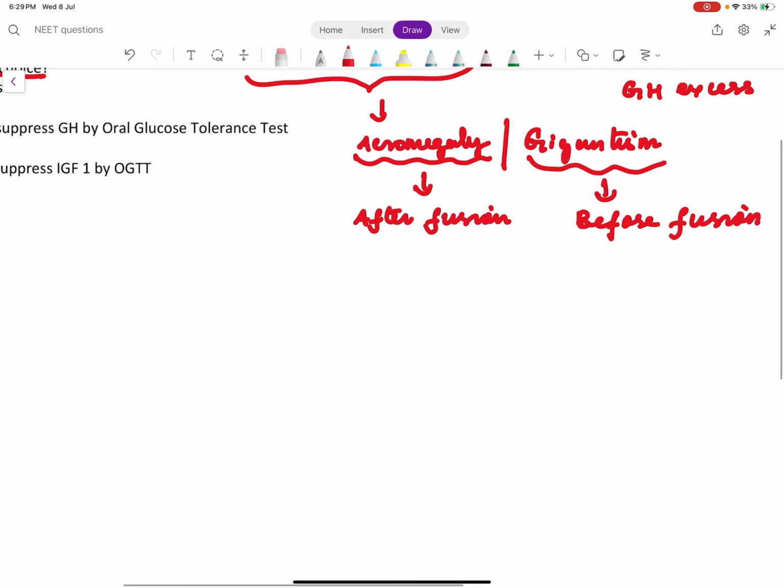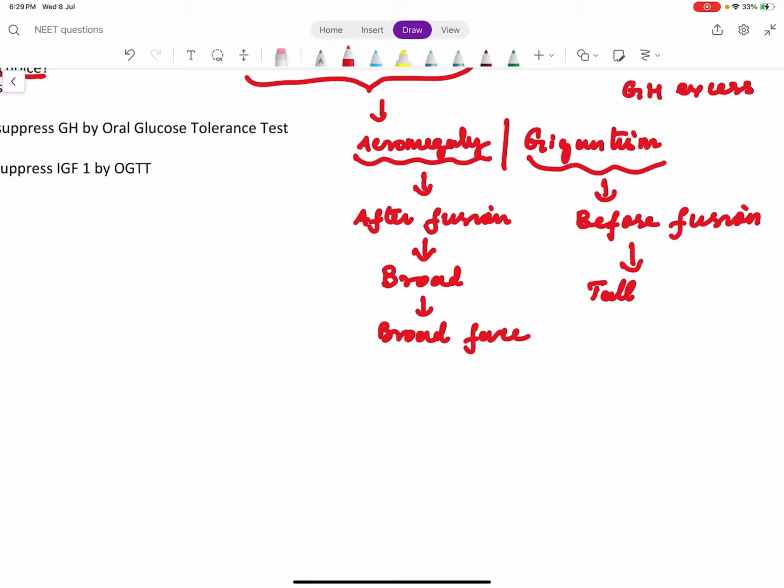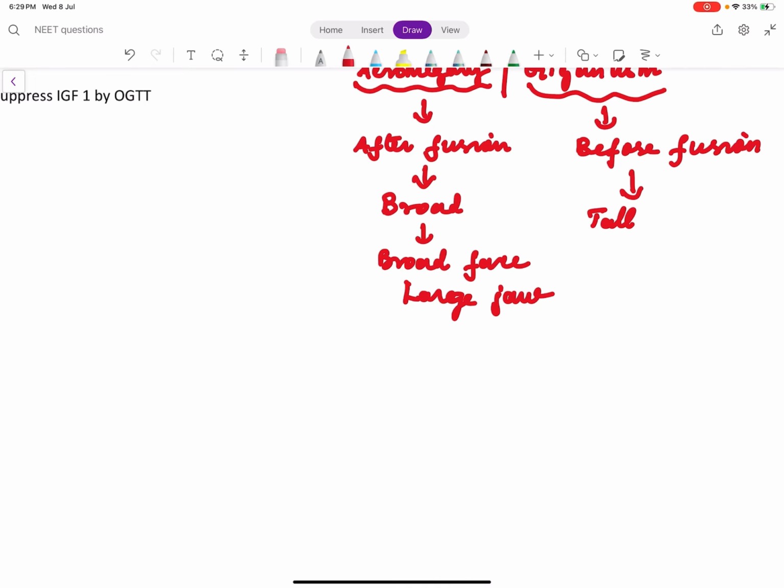So since in gigantism the growth hormone excess occurs before fusion of the bones, they'll be very tall. Whereas in acromegaly, since the growth hormone excess occurs after fusion of the bones, they will not be tall, but they'll be broad. So everything will be broad, which means there will be a broad face, a large jaw, and large hands.